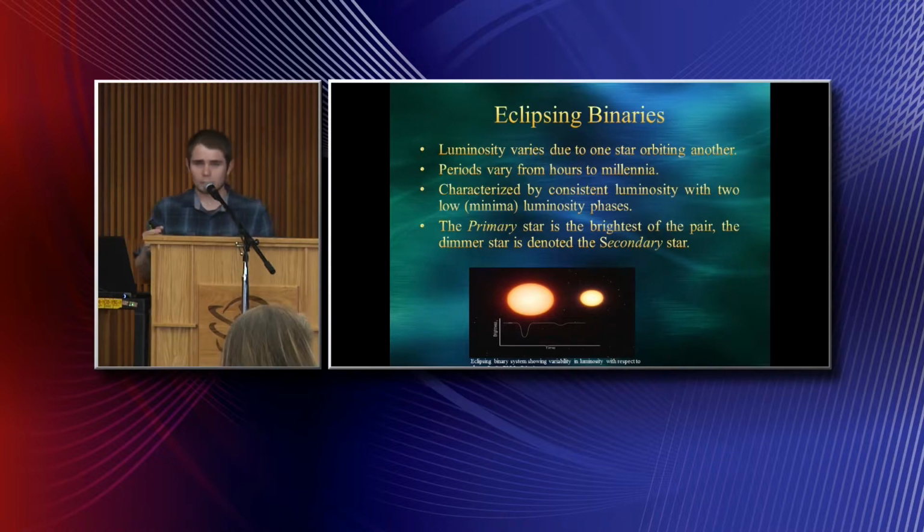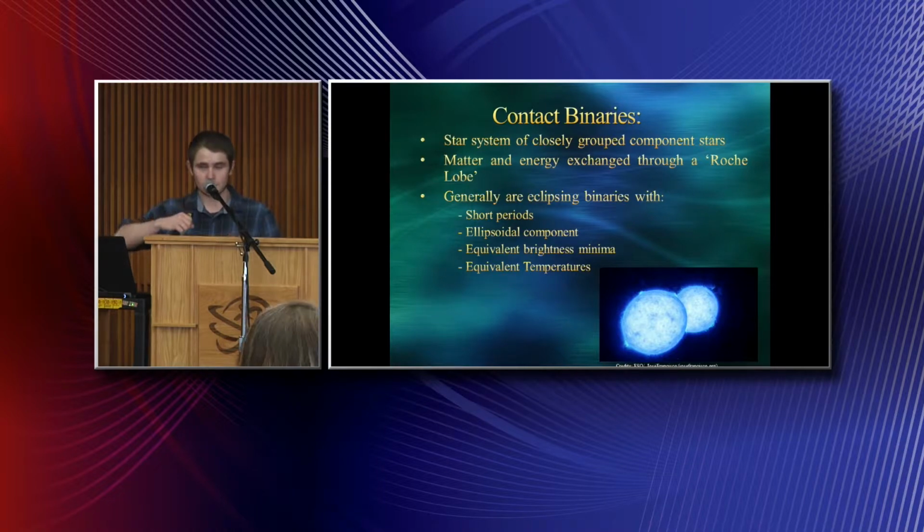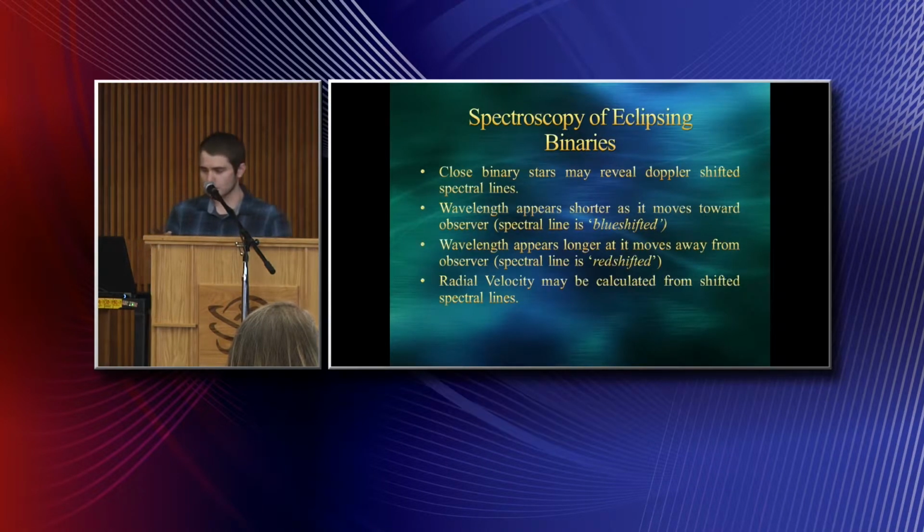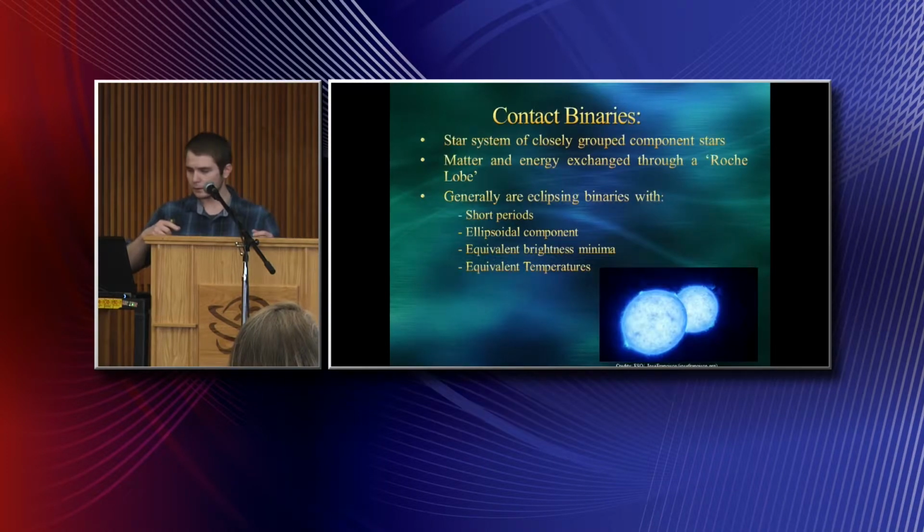So an interesting property of binary stars is when they get close together, they can actually physically touch one another or have a very small distance that separates them. They share energy and matter through what's called a Roche lobe, and it can be seen in the GIF that's provided. It's the general area in between the two stars. These stars are usually eclipsing binaries. They are characterized by their short periods. They're highly elliptical components, and due to their close proximities, they have equivalent temperatures and brightness minima.